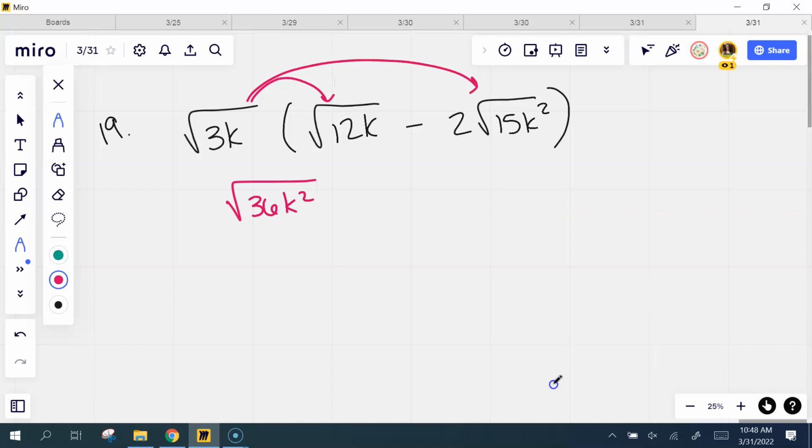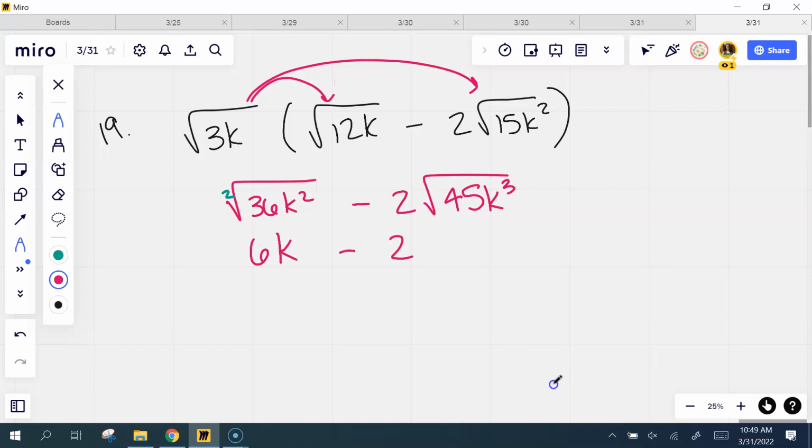Now here, I skipped a step because my board kept dragging on me. Minus, what is square root of 3k times 2 square root of 15k squared? Anybody confused? Let's simplify each radical now. The square root of 36 is 6, and 2 goes into 2 one time. It's just k. It's just 6k.